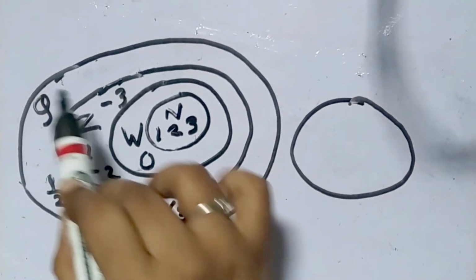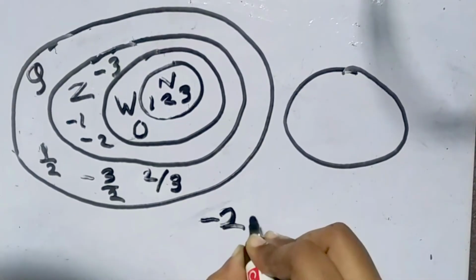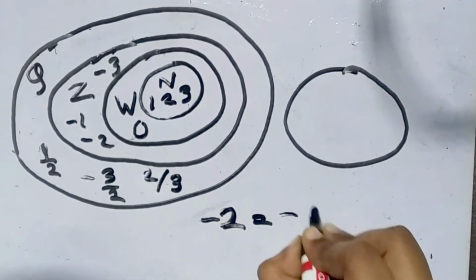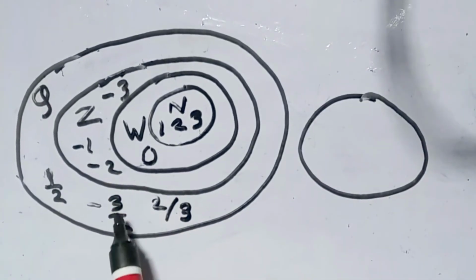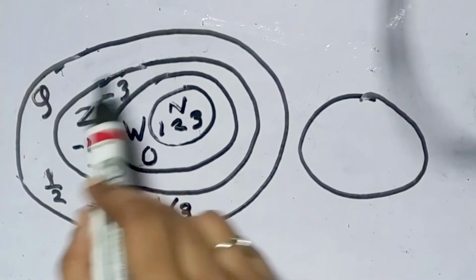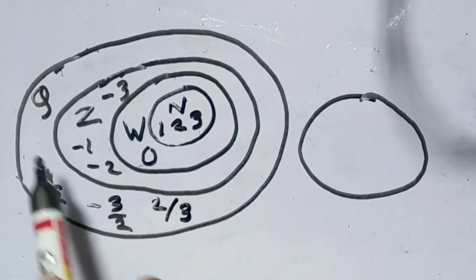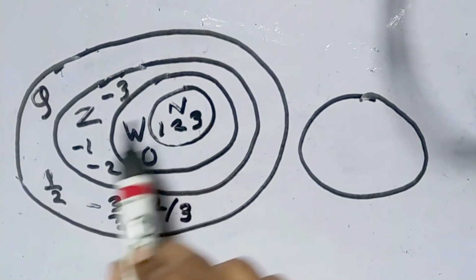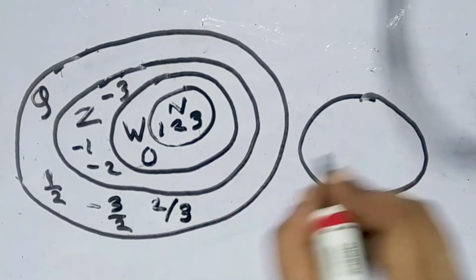All integers are inside rational numbers, because -2 we can write as -8 upon 4. All integers we can write in this form, right? So all integers are rational numbers. All whole numbers are rational numbers. All natural numbers are rational numbers. Now irrational numbers is totally separate.